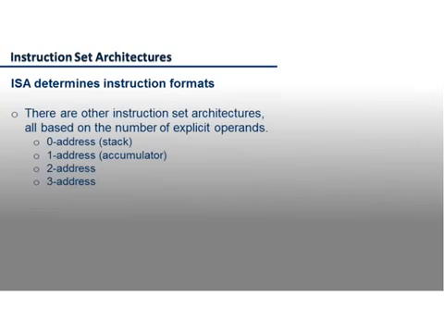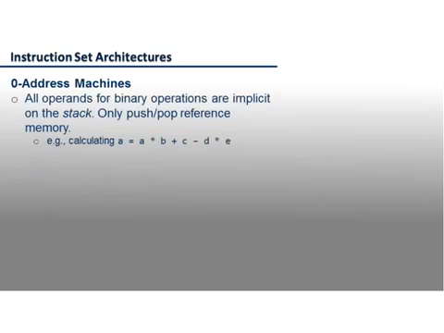The 4 types of ISA are the 0-address machine, 1-address machine, 2-address machine, and 3-address machine. For now we will only be talking about the memory. Then I'll explain where the register comes into this equation, what the job of the register is, and why it is important. So let's take each part separately.